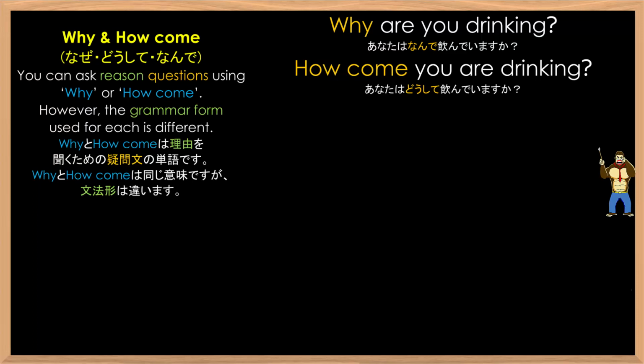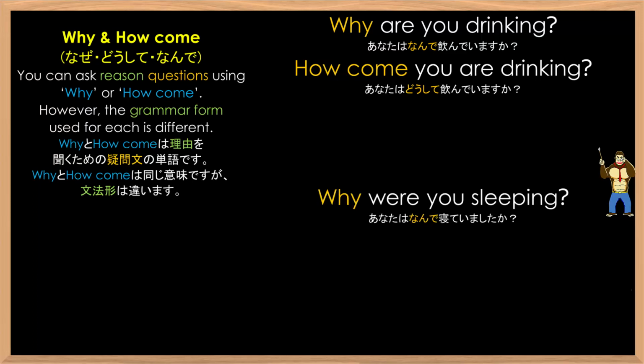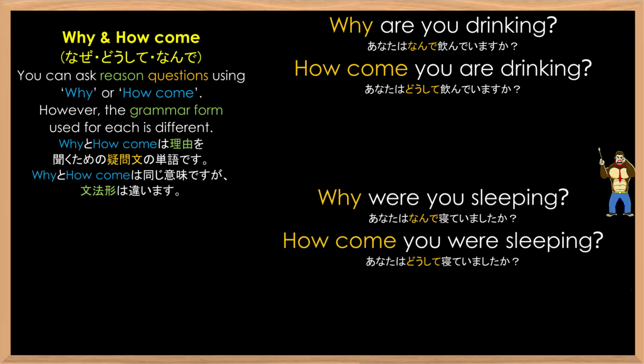So you can see here, the are or the be verb and the subject you are in different locations, depending on your starting question word. So it's why, be verb, subject, and how come, subject, be verb. We also have, why were you sleeping? How come you were sleeping?